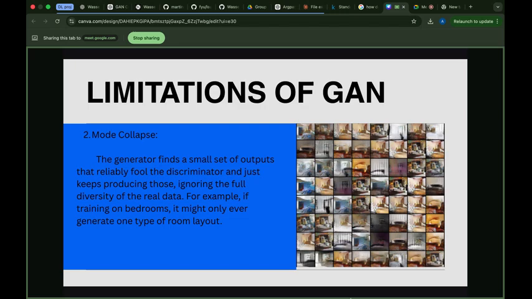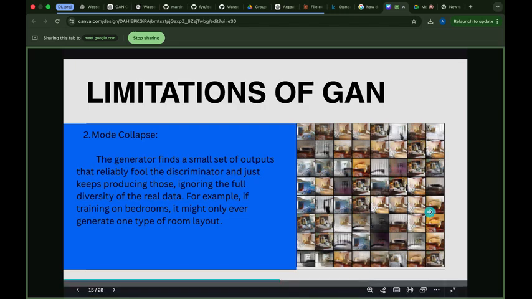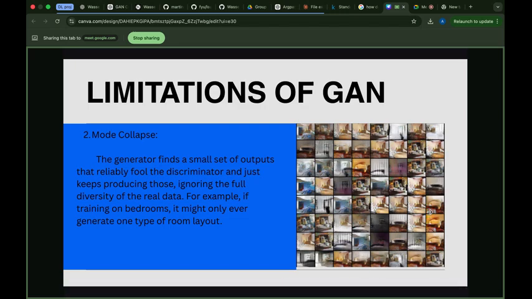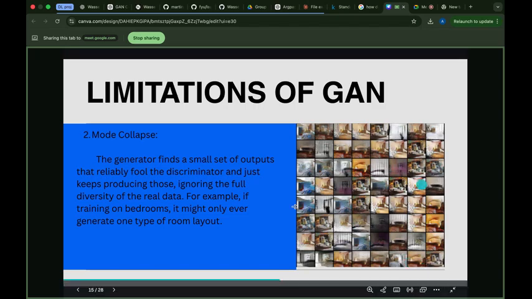We can see that in the GAN model we trained from scratch on the LSUN dataset, there are many similar images generated. This is a showcase of the mode collapse.